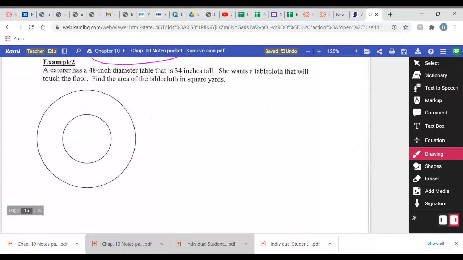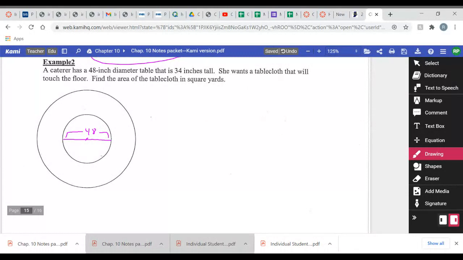Down here, it says in example 2, a caterer has a 48-inch diameter table that is 34 inches tall. She wants a tablecloth that will touch the floor. Find the area in square yards. So if you think about this, in this case, this is our table, the smaller circle. Okay, so we have a 48-inch table. That goes from here to here.